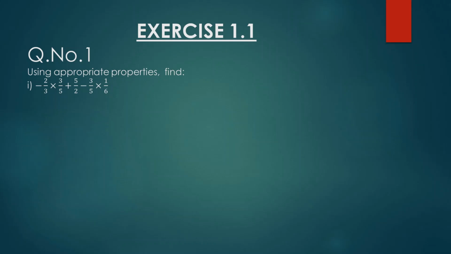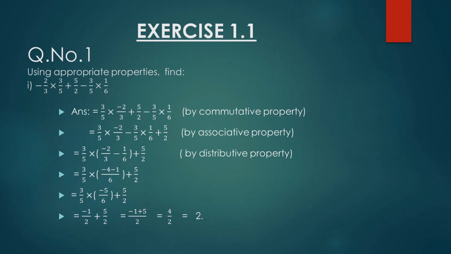First, we can use the commutative property. How? We take 3 by 5 first. Now see what expression we get: 3 by 5 into minus 2 by 3 plus 5 by 2 minus 3 by 5 into 1 by 6. Next, we can regroup the numbers. How? Take 5 by 2 last. There we are using the associative property.